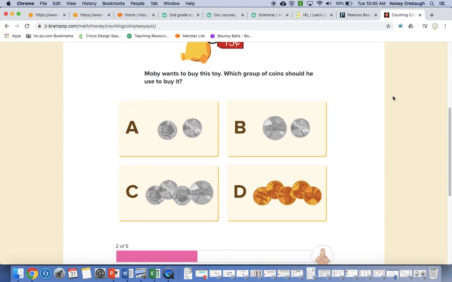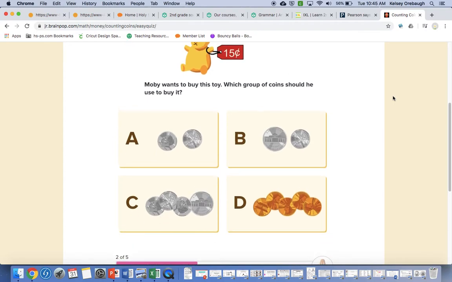Let's look at B. B shows a nickel and a dime. A nickel is worth 5, a dime is worth 10. What is 5 plus 10?